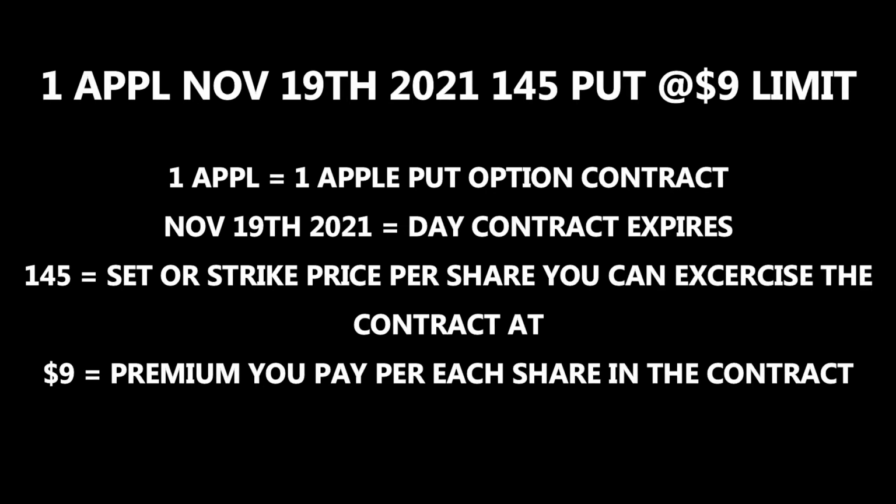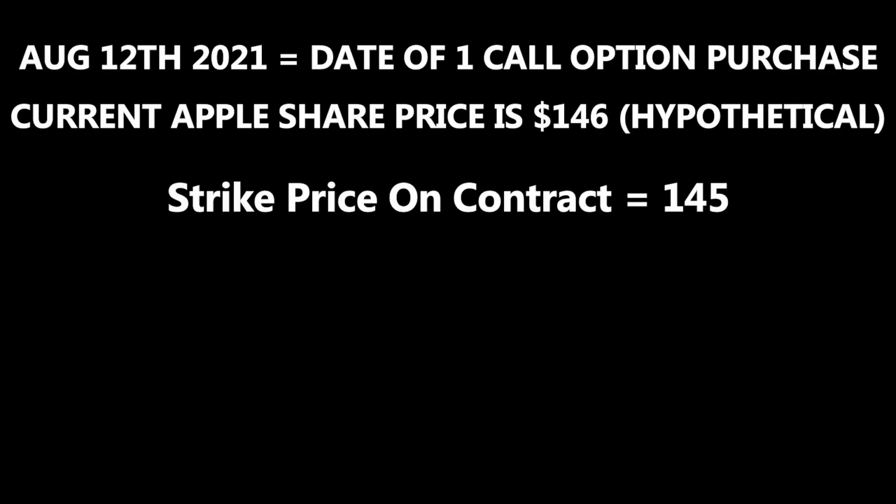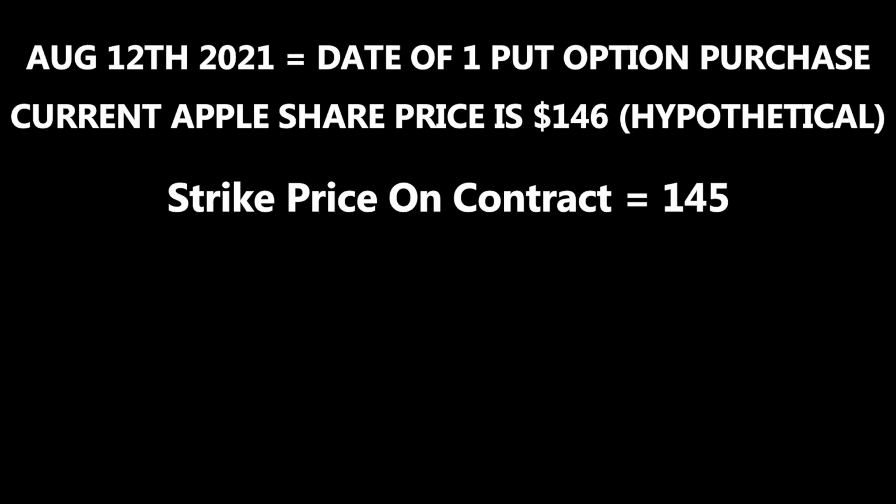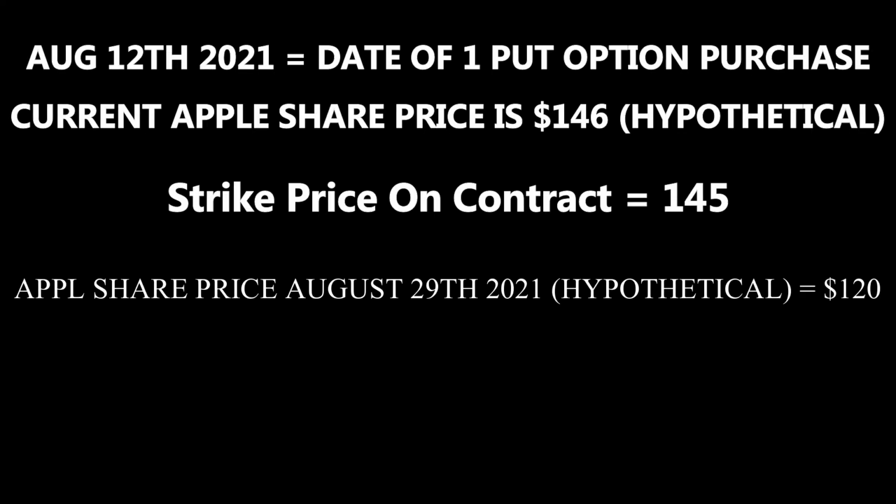So, one Apple stands for one Apple put options contract. November 19th would be the date this contract expires. 145 would be the strike price, or the set price per share you can exercise the contract at, and $9 would be the premium. How this would work is, say the Apple share price is currently trading at $146, with the strike price on this contract at $145. This means that between now and November 19th, the expiry date of this contract, if the share price was to go below $145, which is your strike price, say it goes to $120 in the next 3 weeks.